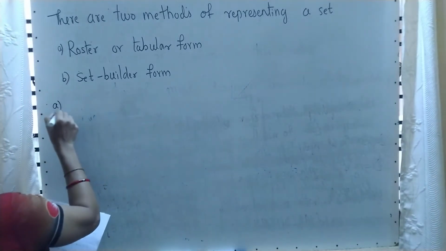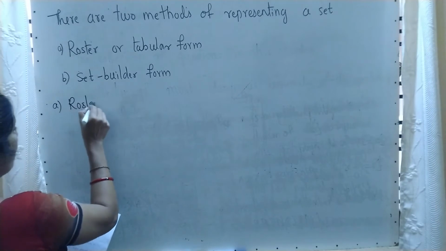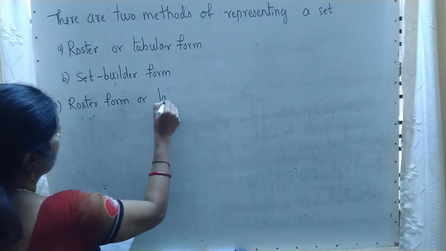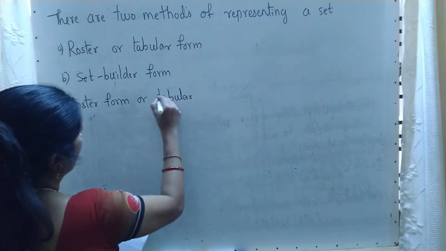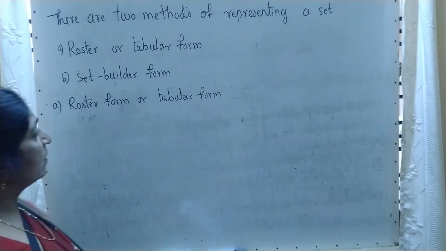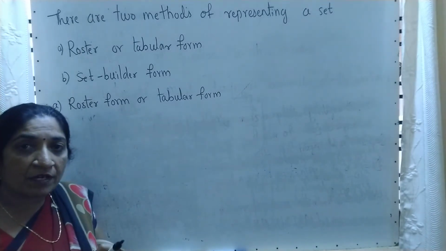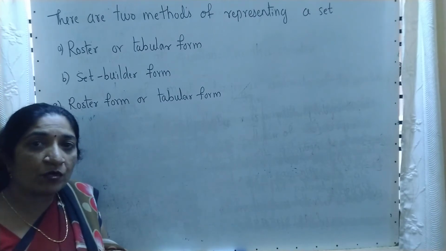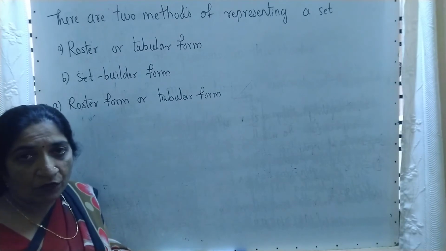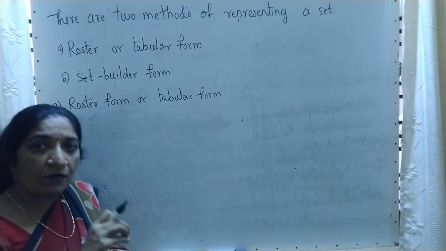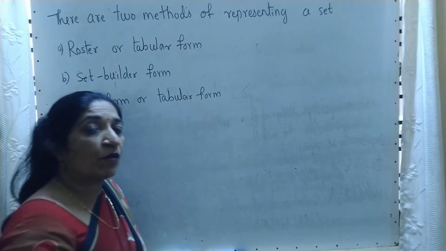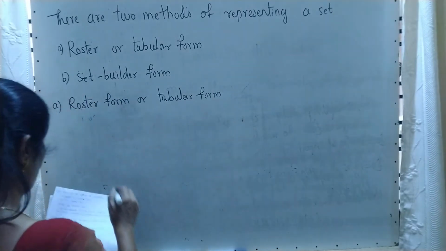First one, I will start with the first one, roster form, or tabular form. See, in this method what do we have to write? In this method one statement is given. According to the statement you have to write the elements of the set. So in this method one statement is given for you and according to that statement you have to write the elements of the set. I will explain with the help of an example. So first I will give the definition.